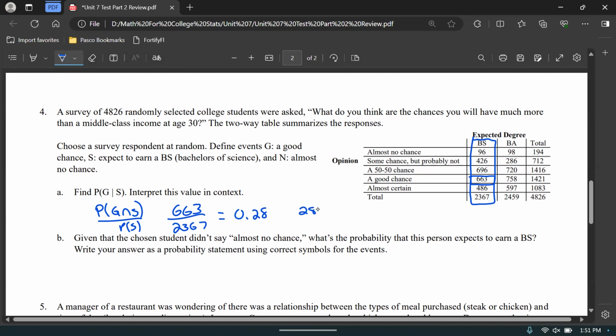So essentially 28% of people who expect to have a BS degree, Bachelor of Science degree, by the way, think they have a good chance of making more than middle class.